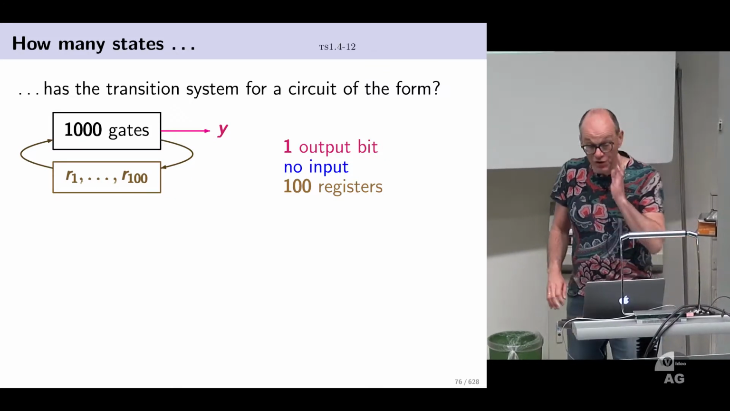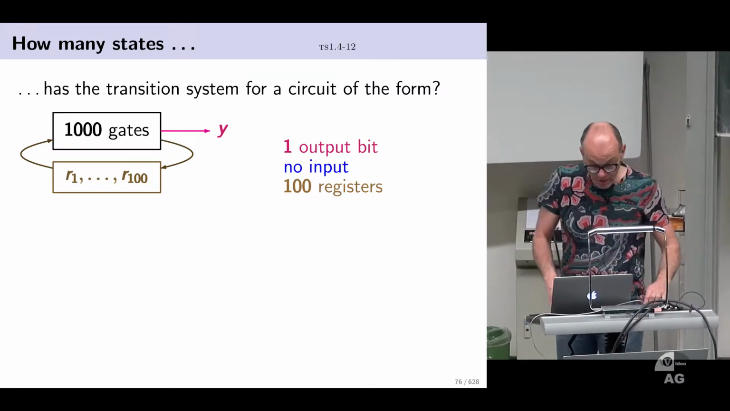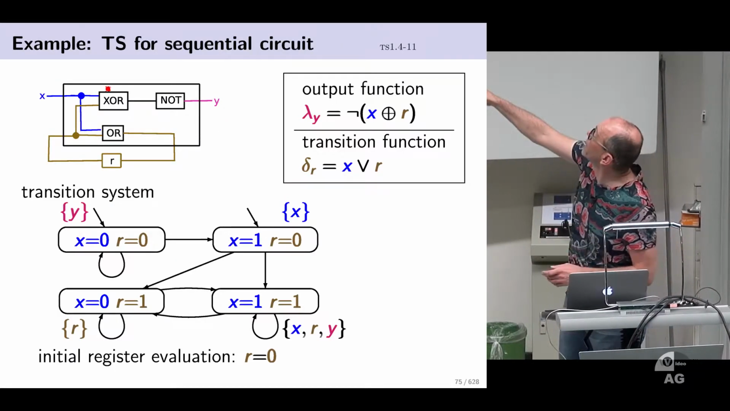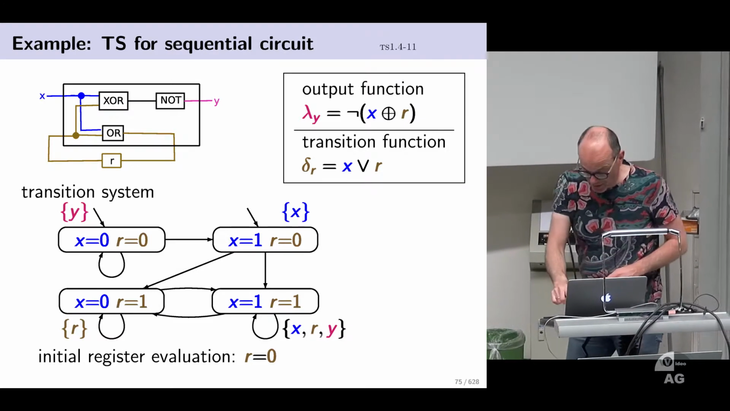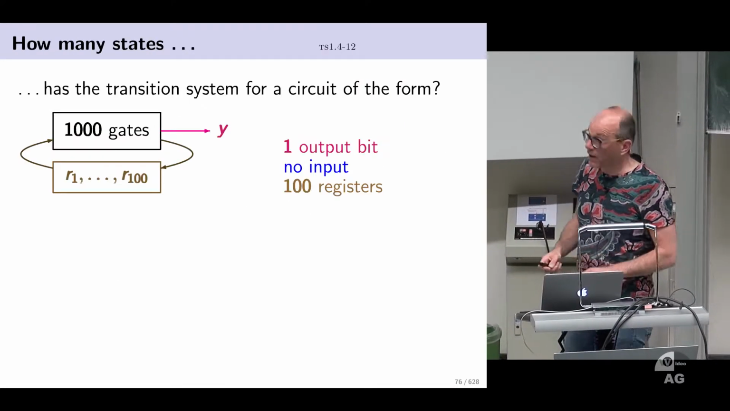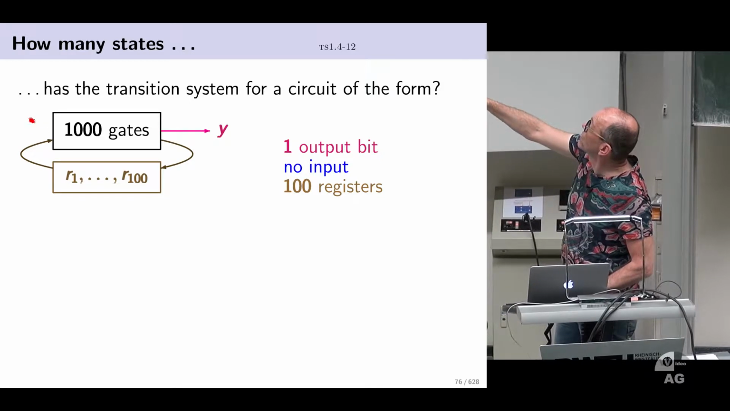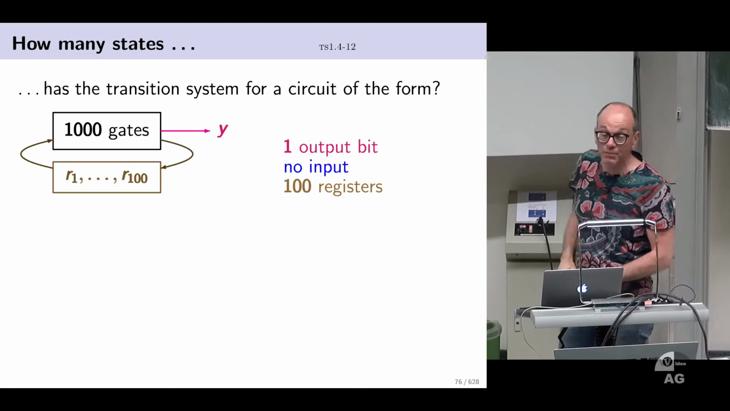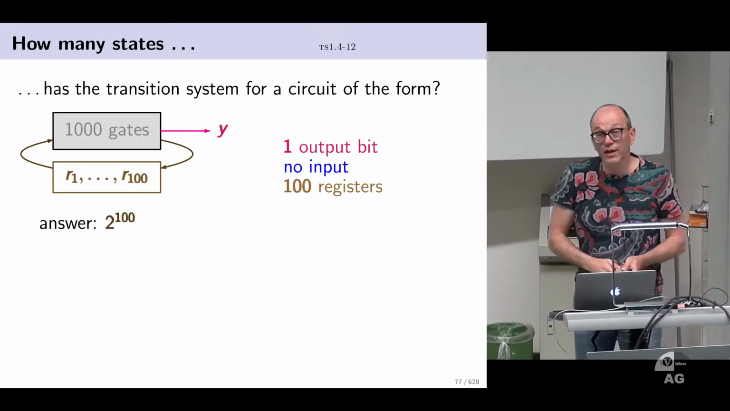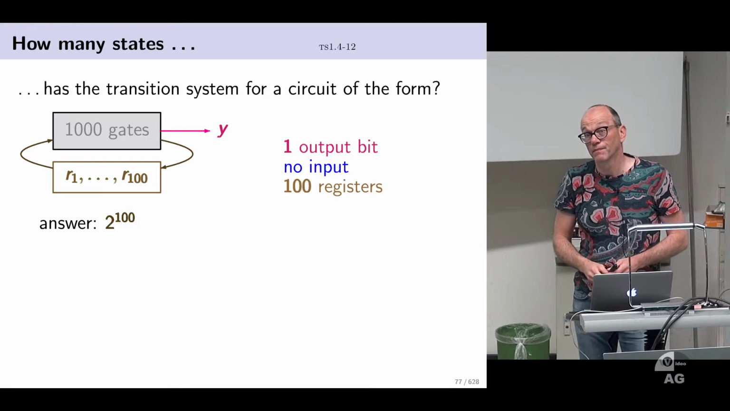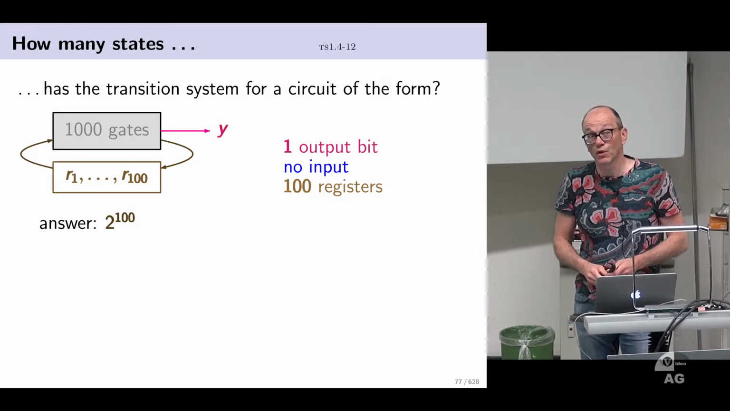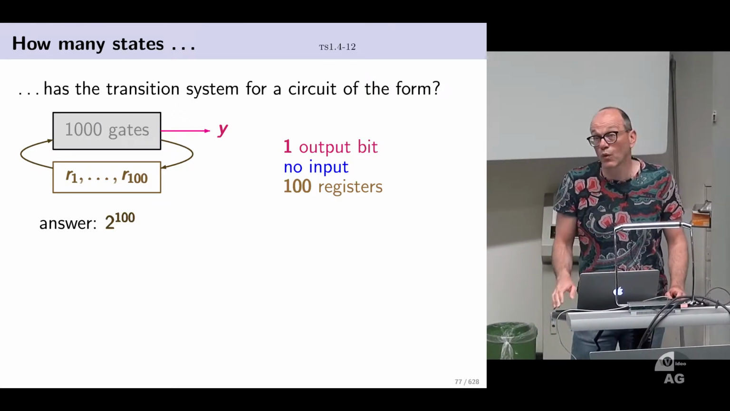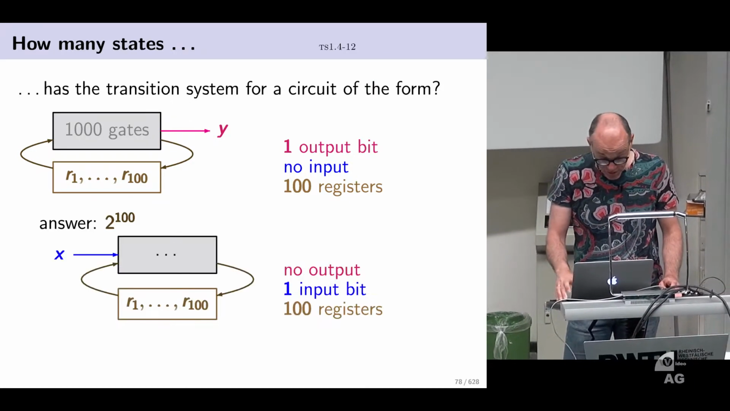How many states has a transition system if I have a circuit of this form? Suppose I have many gates. In this example, I only have 3 gates, right? It's XOR, OR, and NOT. Typically, I can have many more. Here is even no input, so it's very simple. We only have 1,000 gates, we have 100 registers, and we have an output. How many states do we get? We get 2 to the power 100 states. Because we have to keep track of all the possible values of those registers, and there are 2 to the power 100 different possibilities.